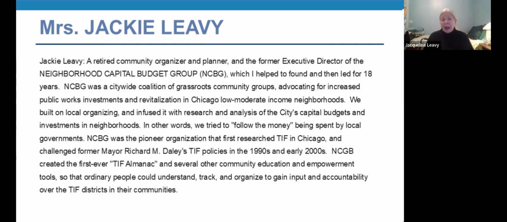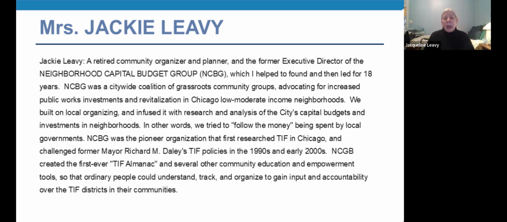Basically what we did was follow the money in all the public works and public improvement budgets by the city of Chicago, the CTA, the school board, and the city's TIF program, so that people in low and moderate income neighborhoods could have a better understanding of where their tax dollars were going. I'm very proud and somewhat humbled to say that our organization was the first in Cook County and in the city of Chicago to pioneer research on TIF districts and to try to illuminate the issues involved with them. So I'm very honored to be asked to join in this conversation with residents of Maywood about TIF tonight.